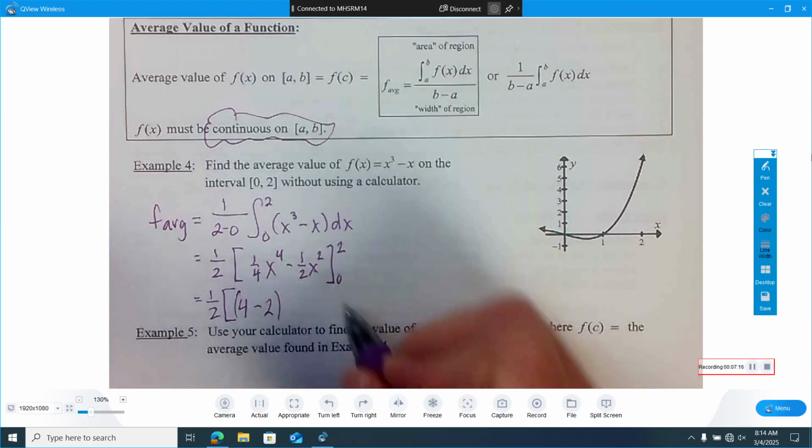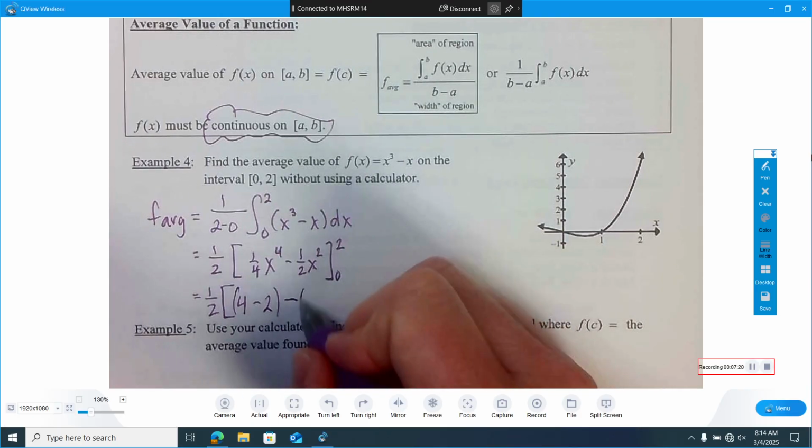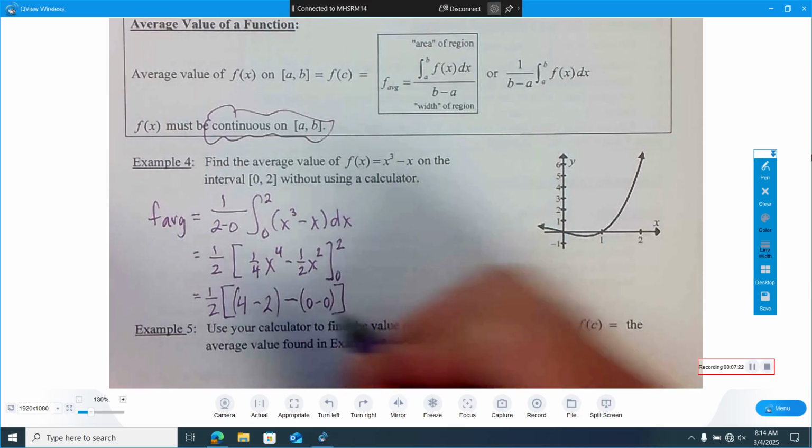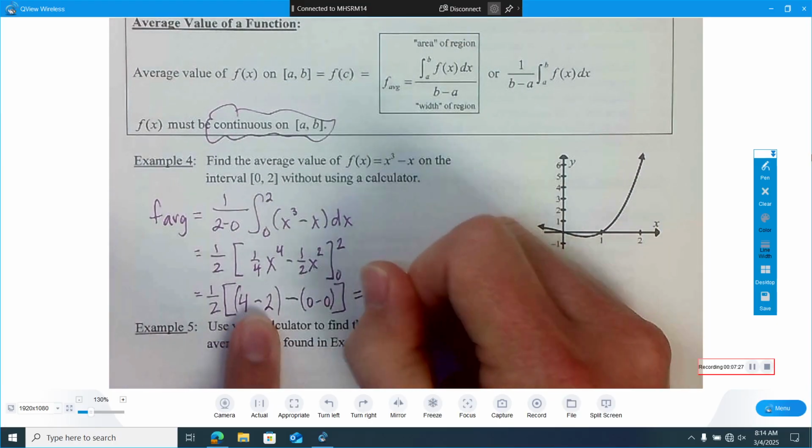So there's the first. Now I'm going to subtract and plug in the 0. 0 to the 4th is 0 minus 0. So, okay, well, that was easy. All right, and then we have 4 minus 2 is 2 times 1/2 is just 1.